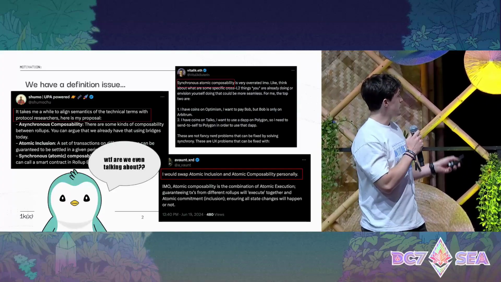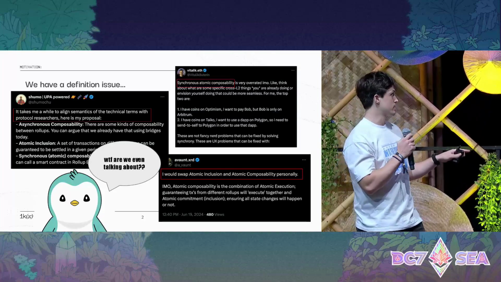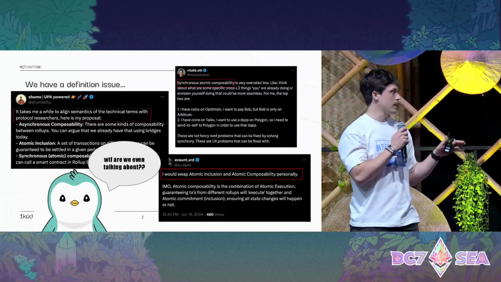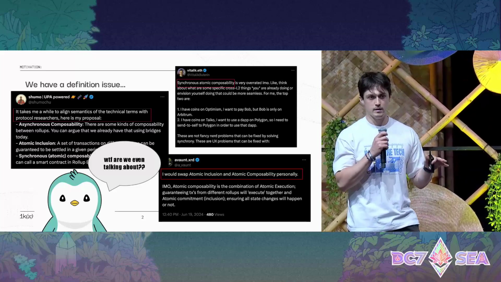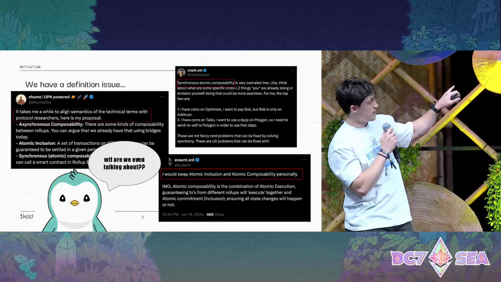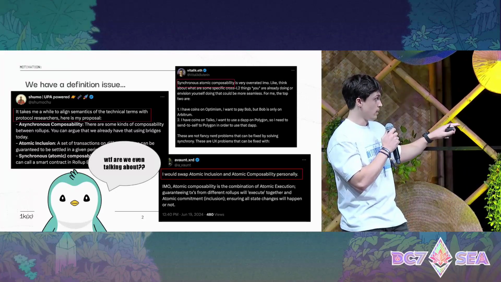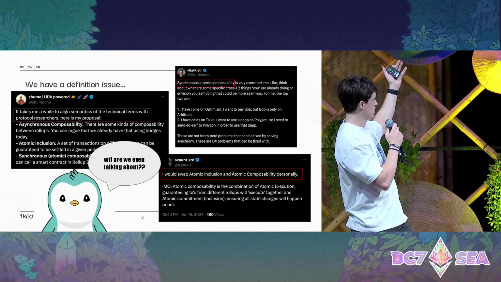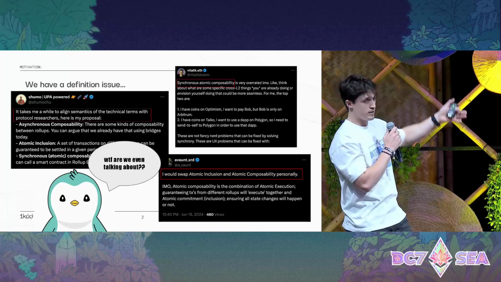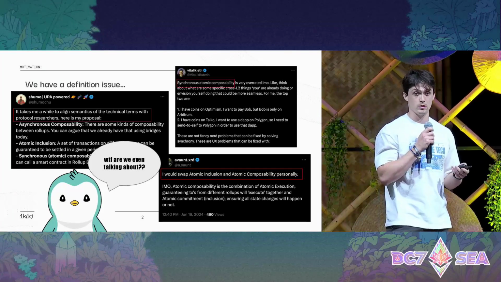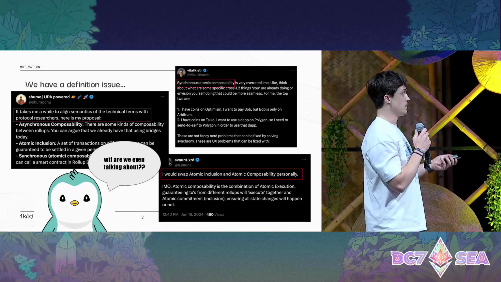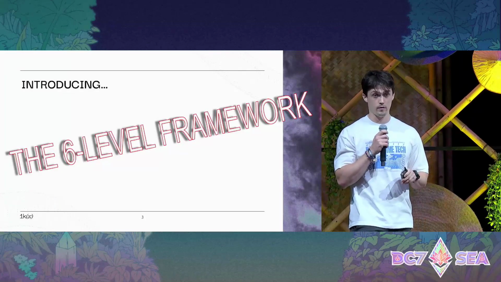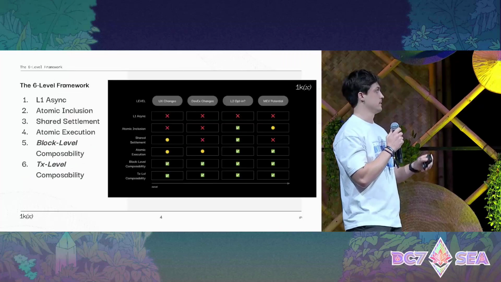But basically, the motivation for this talk today is when I joined the space somewhat recently, I decided to look at the interoperability problem immediately. And right upon doing so, you can see everybody has different definitions for how they talk about these things. We see atomic inclusion, atomic composability, synchronous atomic composability, asynchronous composability. These are very confusing things. So my aim today is to clear this up and figure out what we actually need to make these things happen. So I came up with what I call the 6-level framework for discussing interoperability trustlessly.